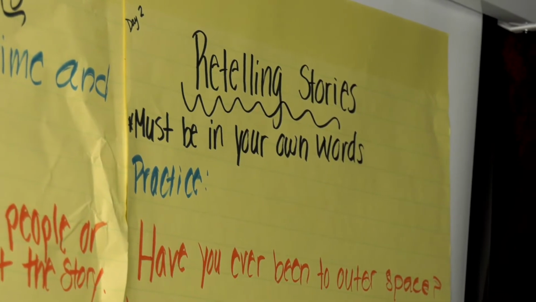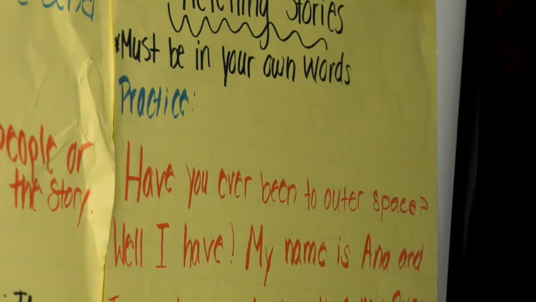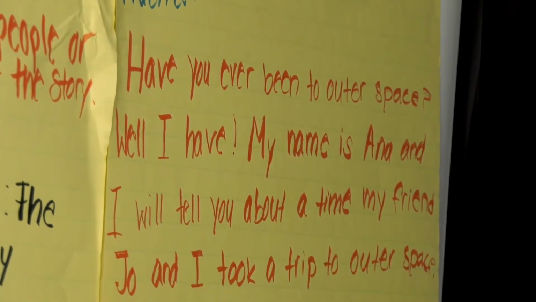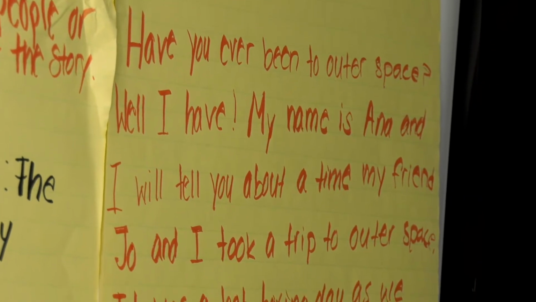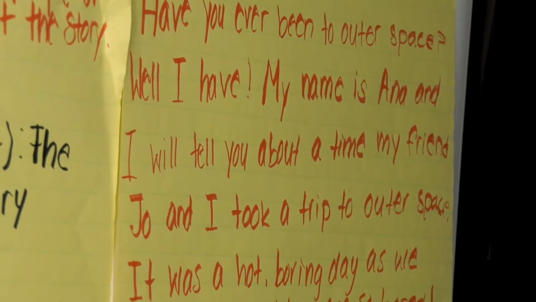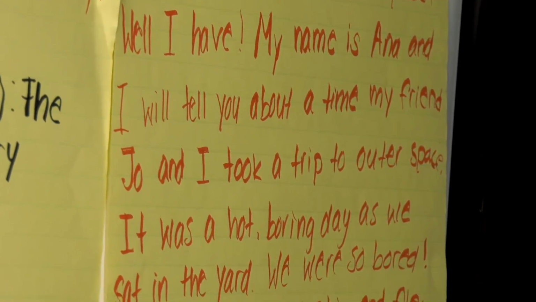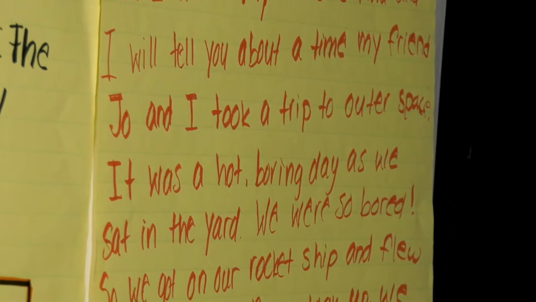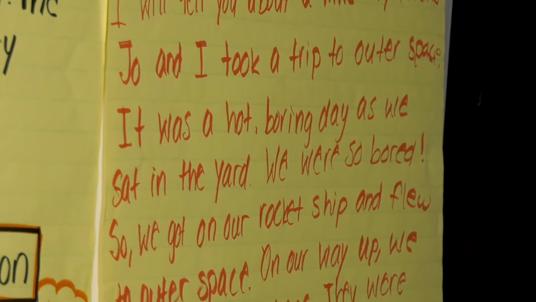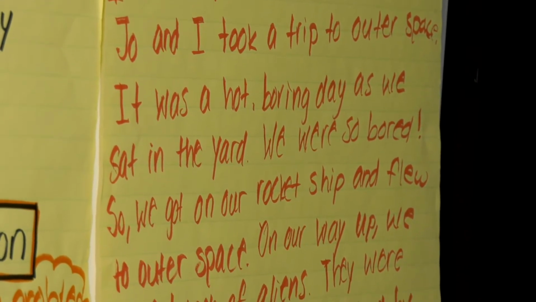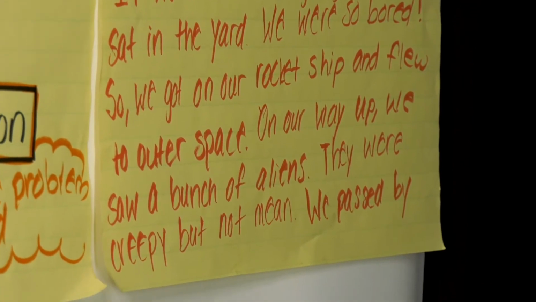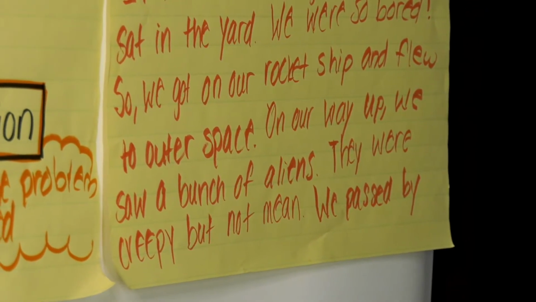Have you ever been to outer space? Well, I have. My name is Anna, and I will tell you about a time my friend Joe and I took a trip to outer space. It was a hot, boring day as we sat in the yard. We were so bored. So we got on our rocket ship and flew to outer space. On our way up, we saw a bunch of aliens. They were creepy, but not mean.